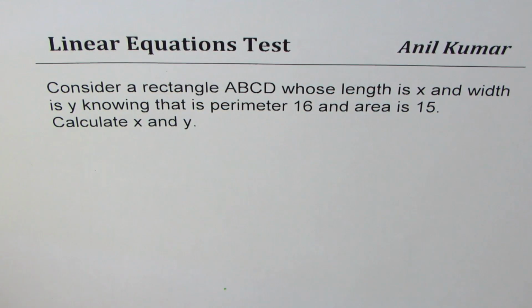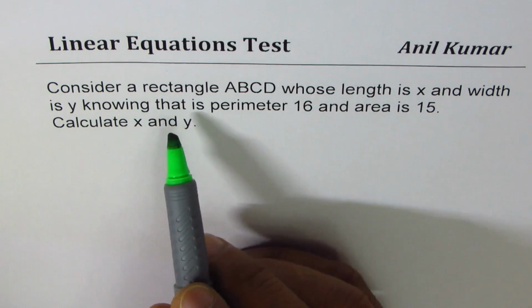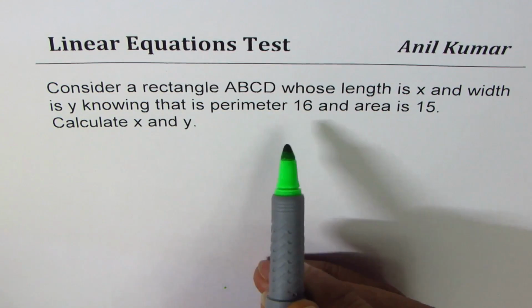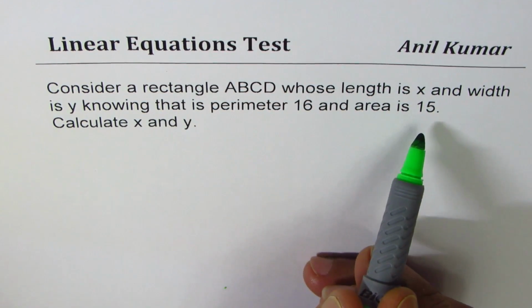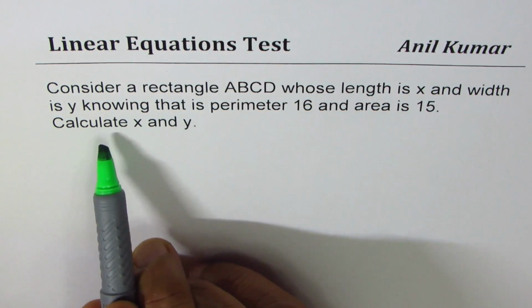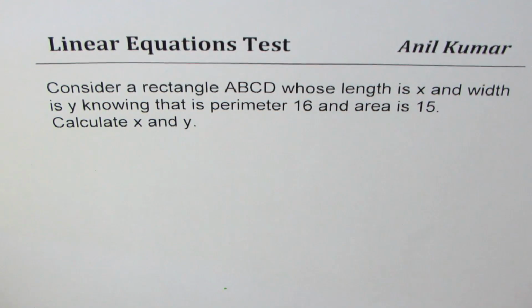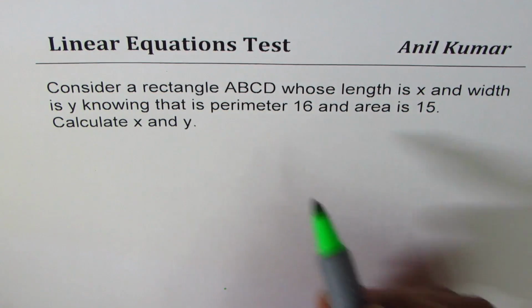The question here is, consider a rectangle ABCD whose length is x and width is y, knowing that its perimeter is 16 and area is 15. Calculate x and y. I just copied the question, so forget the grammatical mistakes. Let's try to understand what is there.